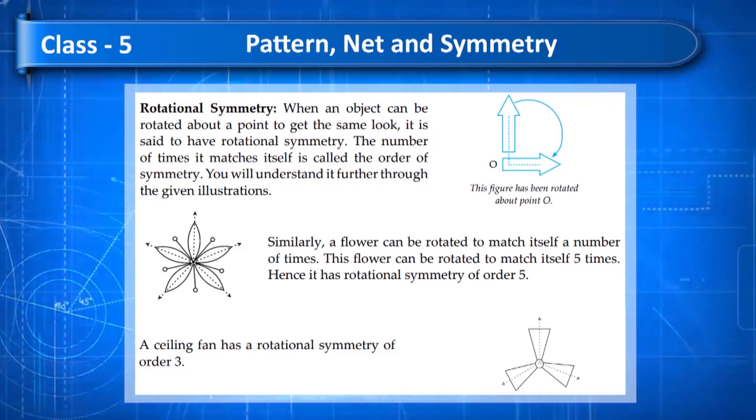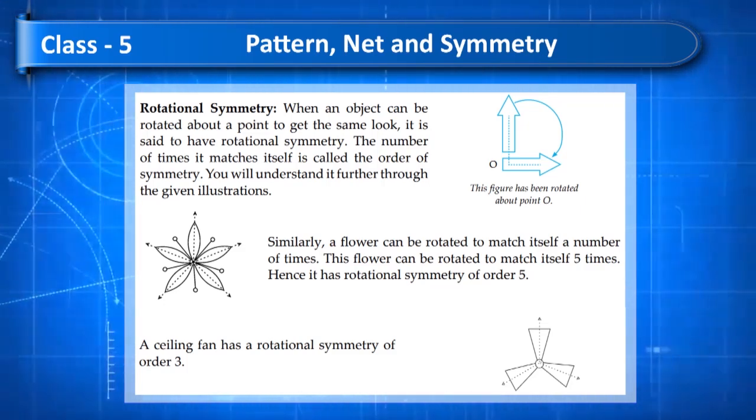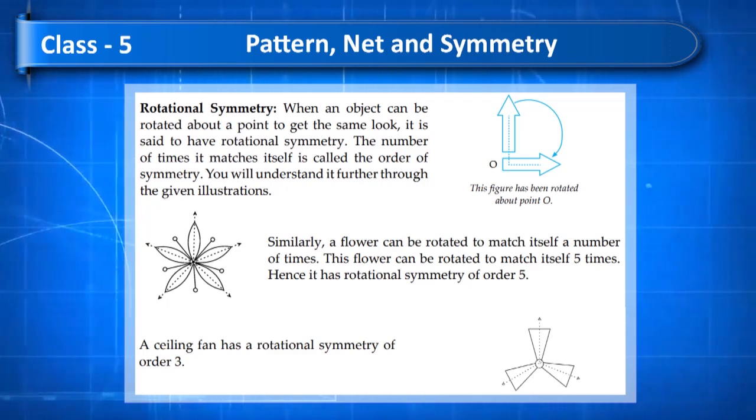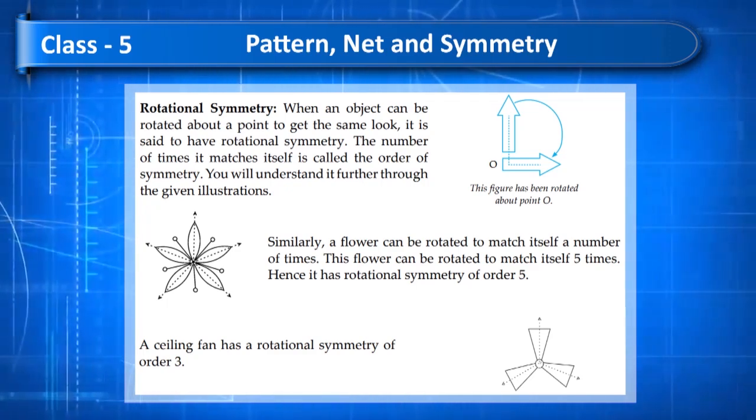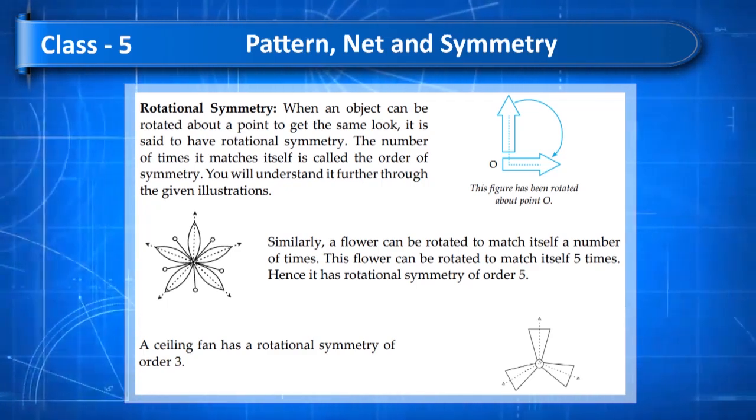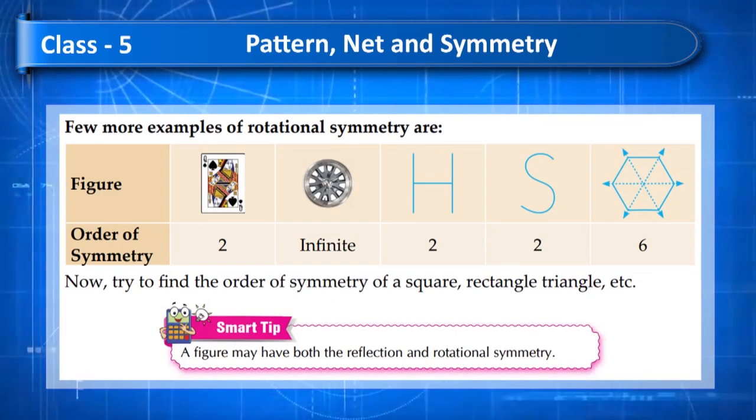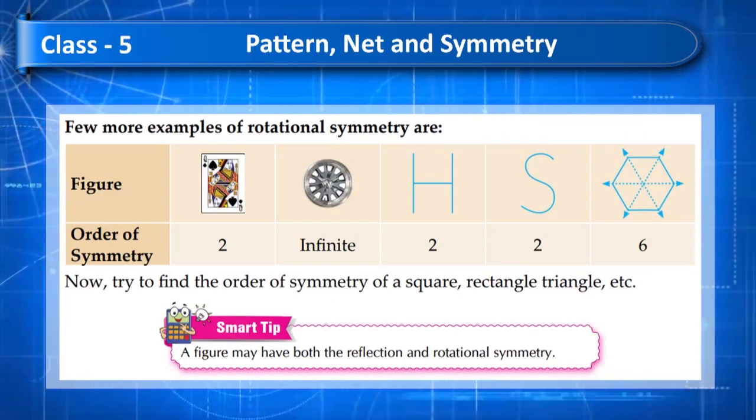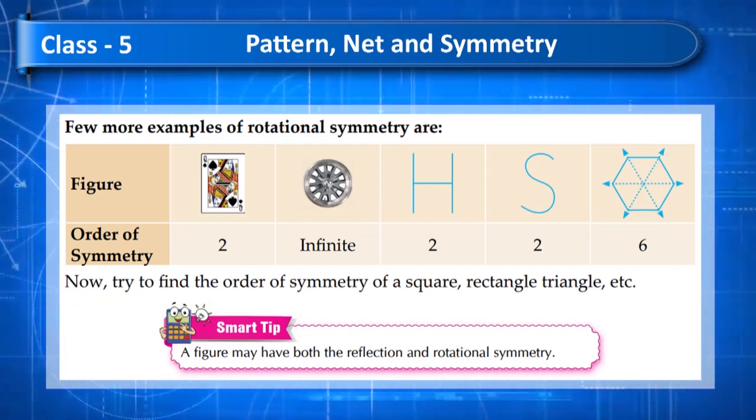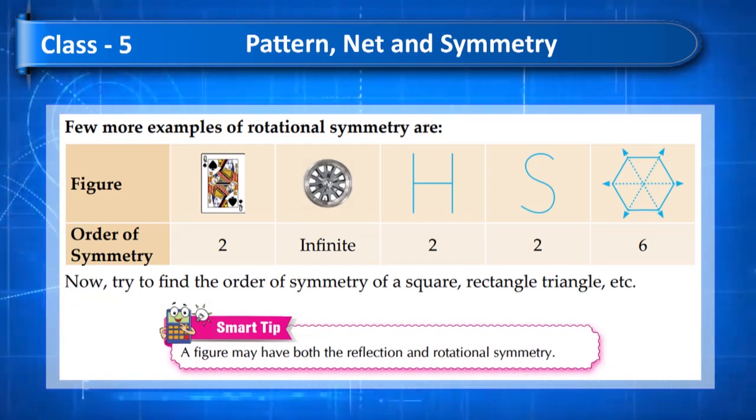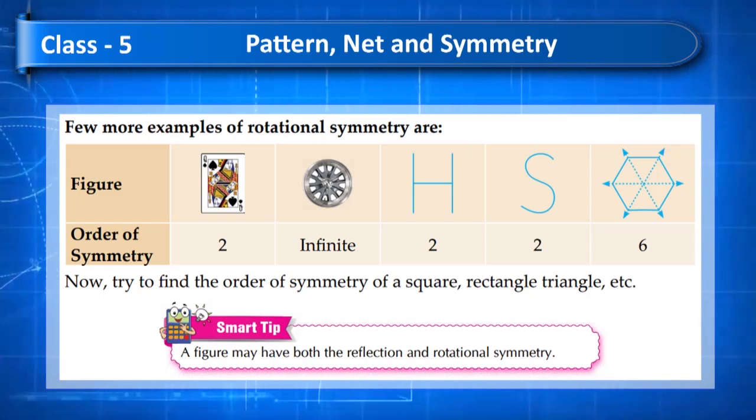Similarly, a flower can be rotated to match itself a number of times. This flower can be rotated to match itself 5 times, hence it has rotational symmetry of order 5. A ceiling fan has rotational symmetry of order 3. Few more examples of rotational symmetry are shown, with the order of symmetry of the respective figures. Now try to find the order of symmetry of a square, rectangle, triangle, etc.